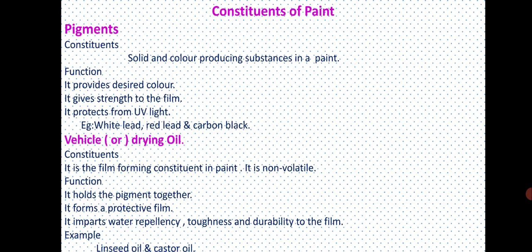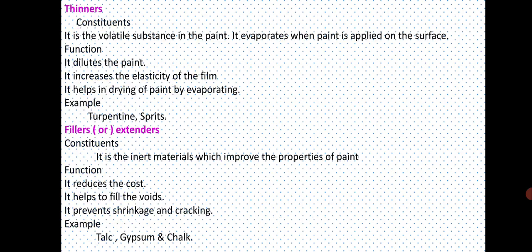Vehicle or drying oil. It is a film forming constituent in paint. It is the non-volatile portion. What are the functions? It holds the pigment together. It forms a protective film. It imparts water repellency, toughness and durability. Examples: linseed oil and castor oil.